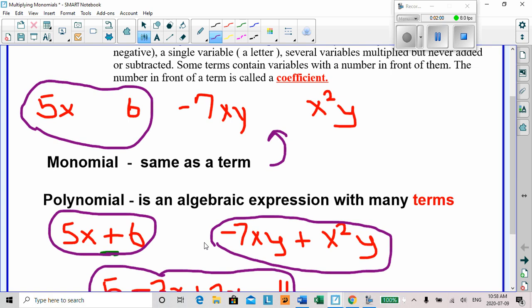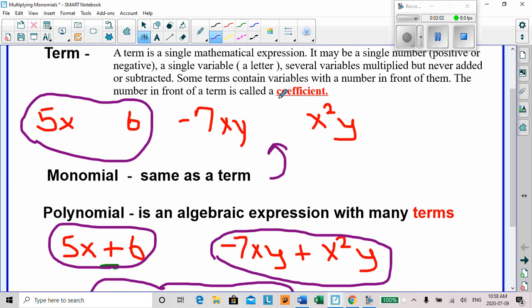Another thing we need to talk about is what's a coefficient. The coefficient is the number that is sitting in front of the variables. So in this one here, negative 7 is the coefficient. In this first one, 5 is the coefficient. When there's nothing sitting there, it means that the coefficient is a 1.